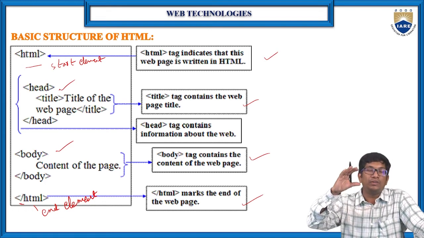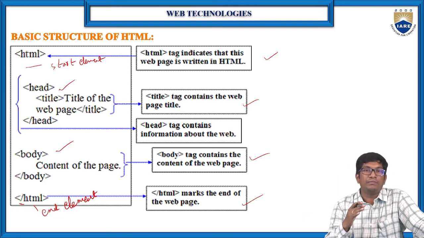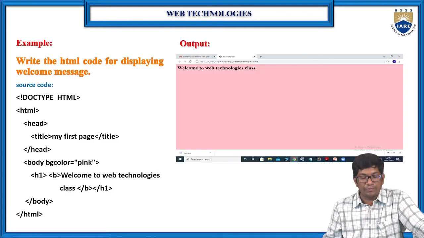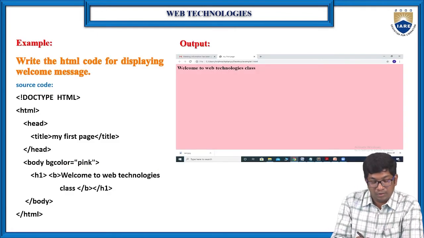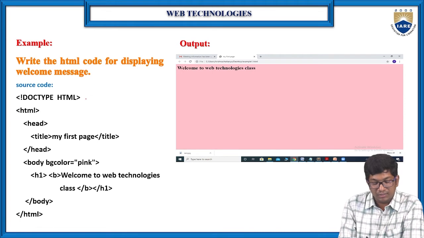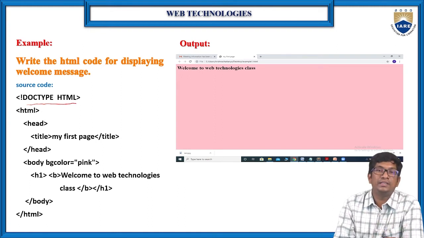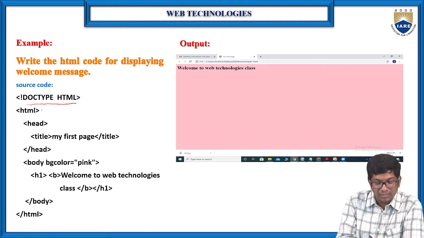You have to start with the root element HTML, and in between that you write the head section and body section. Okay, let's see a simple example. The first line is left angle bracket, exclamation, DOCTYPE html. That means we are telling the browser the document is an HTML document. And the root element is HTML. In the head section we wrote the title, This is my first page, and close the head section.